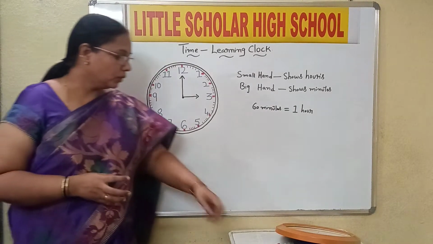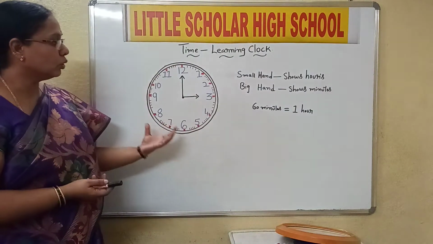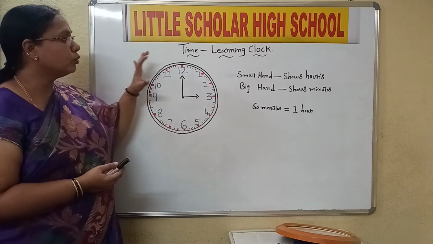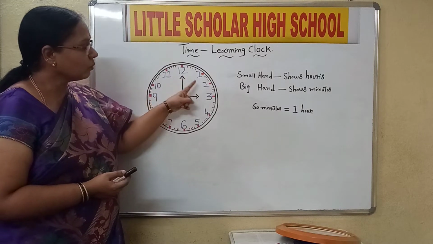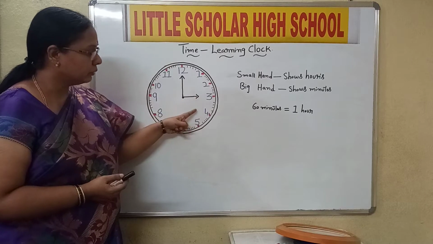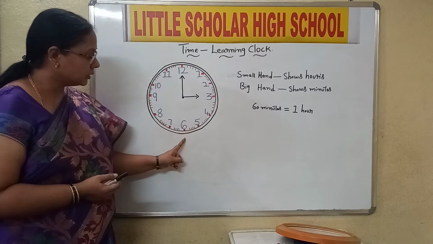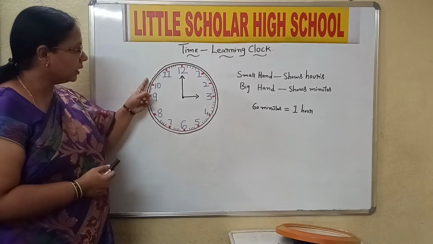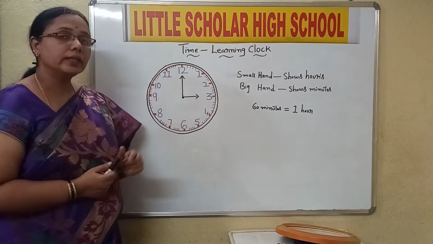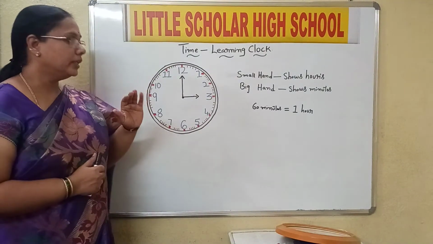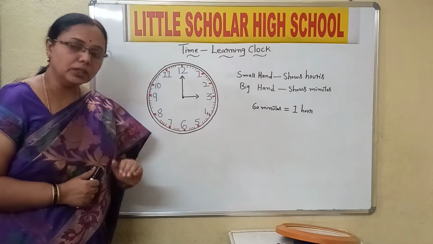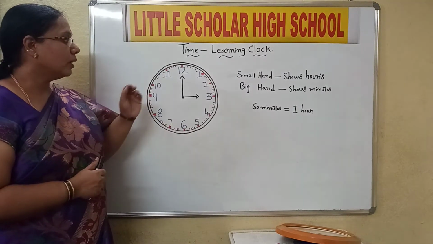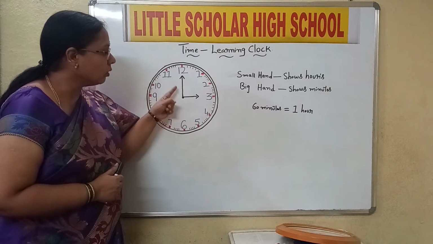Okay, now if you look at the board here, this is a clock, children. In this clock, if you see, we have 12 numbers. 1, 2, 3, 4, 5, 6, 7, 8, 9, 10, 11, 12. So in a clock, how many numbers will be there? In a clock, there are 12 numbers. So how many numbers in a clock? 12 numbers. Okay. Now you can see these needles, children, or the hands.